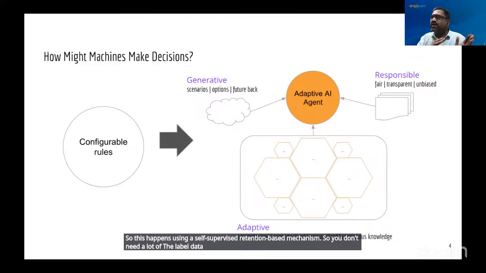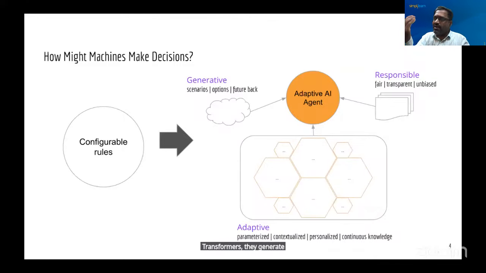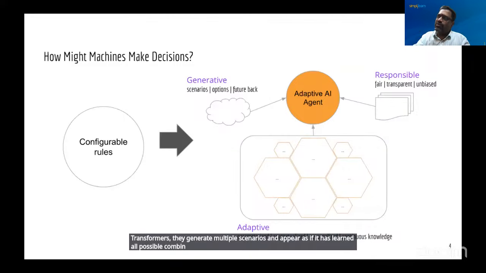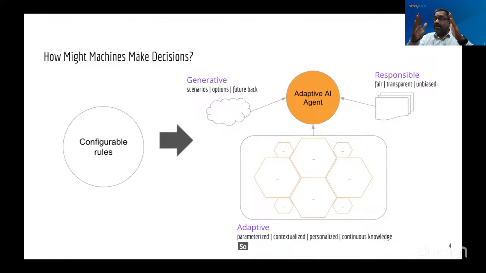All that you need is data in sequences, and you pass these sequences as tokens to it, and it will do the transformer, it will do all those learning. It will be able to generate similar scenarios or slightly diffused scenarios. Using the transformers they generate multiple scenarios and appear as if it has learned all possible combinations and give you the new combination given the input context. So these are the three layers of AI.